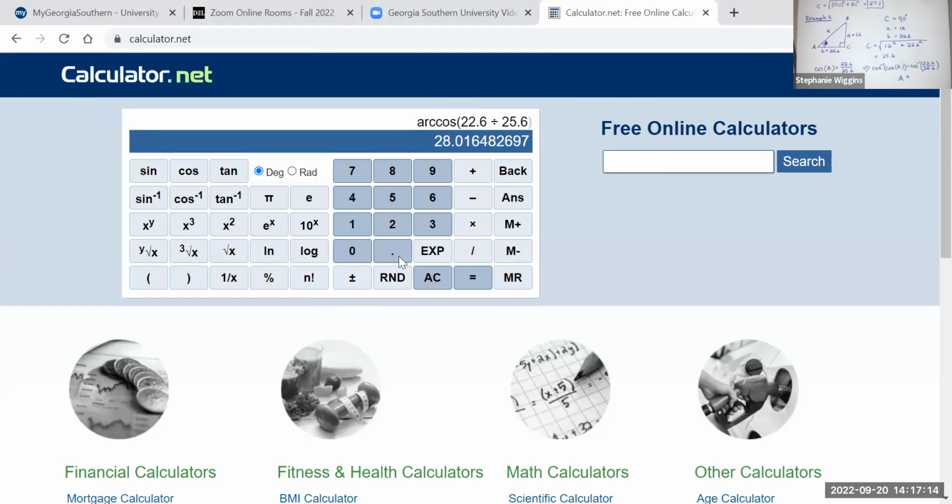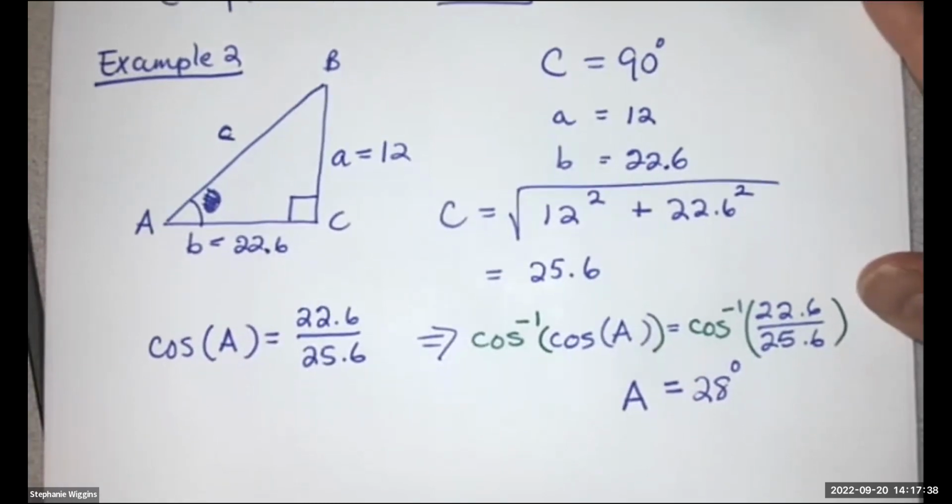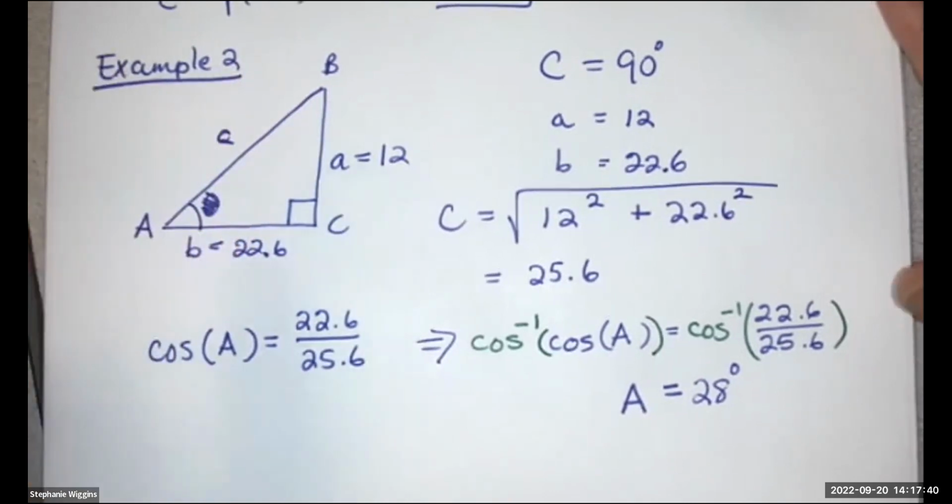And I know I'm going to get an acute angle because the bottom number has always got to be bigger than the top number. If it's not, you've done something incorrectly. But there's my angle, 28 degrees. Okay, so now the last step is to find the angle B.